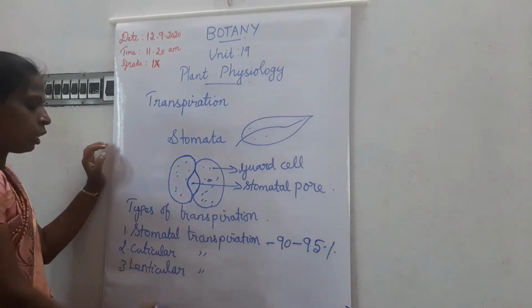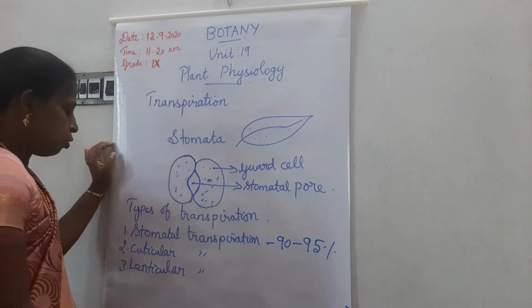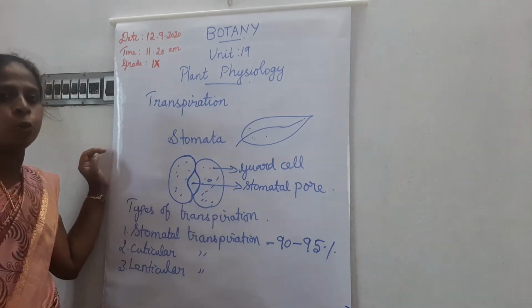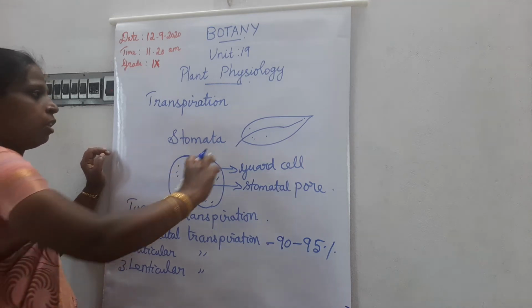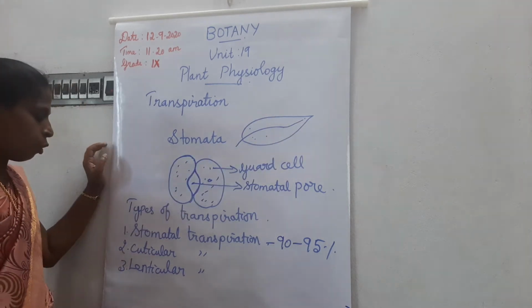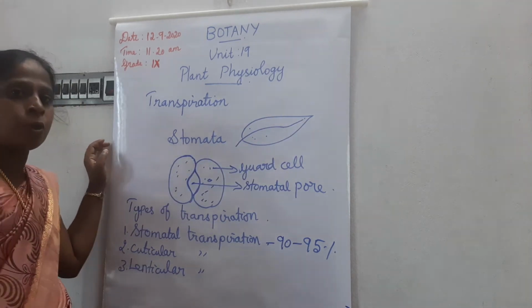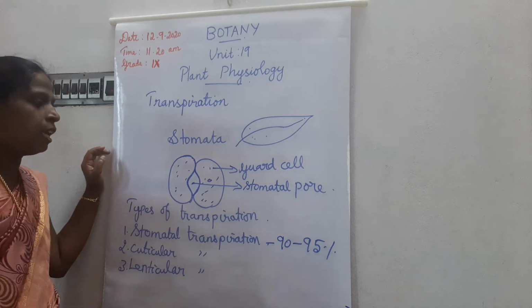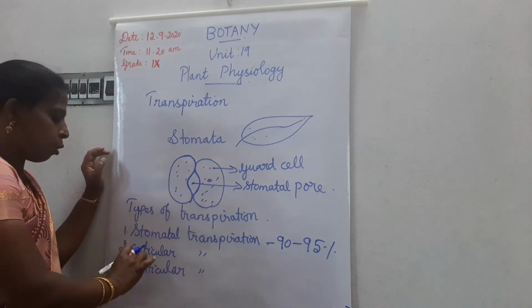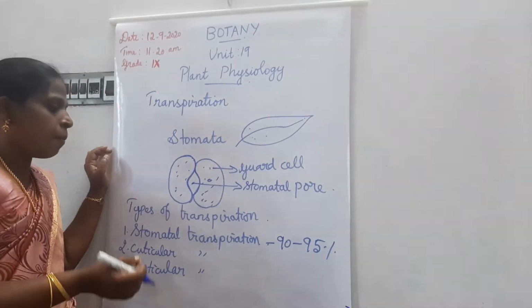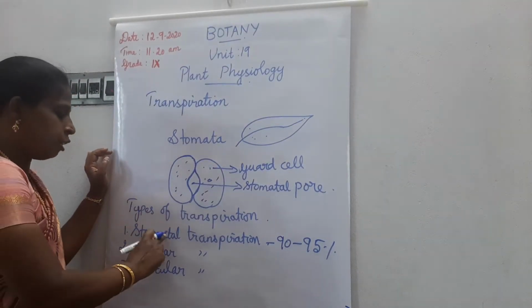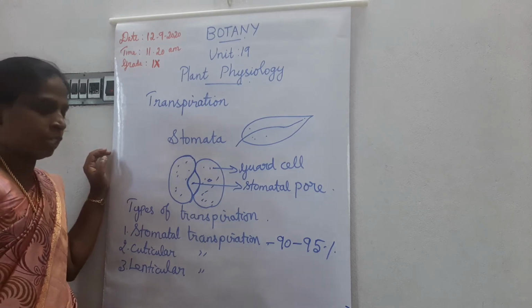Next one is cuticular transpiration. First let us know what the cuticle is. Cuticle is a waxy coat present on the leaf surface. Through this cuticle also the water may evaporate, but it is very much less than stomatal transpiration.